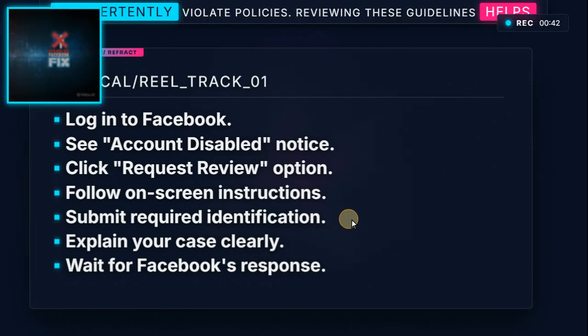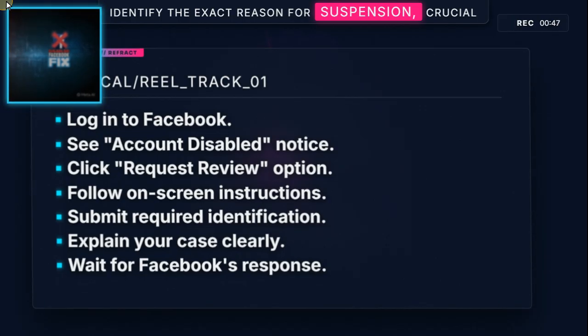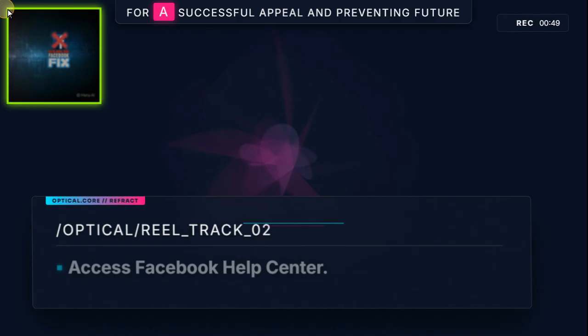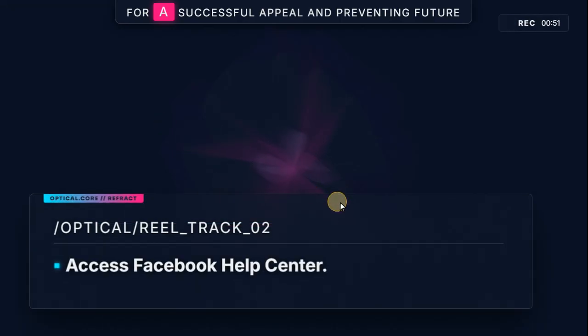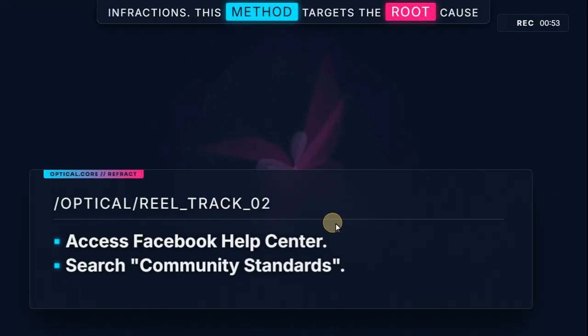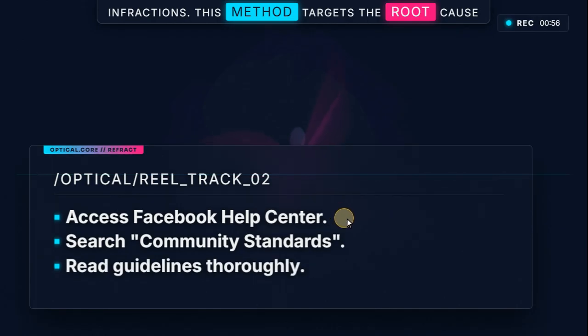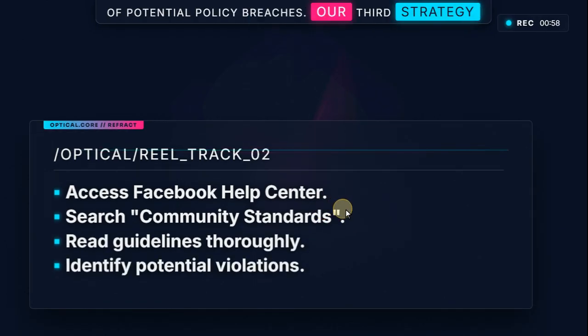Next, understanding Facebook's community standards is paramount. Many users inadvertently violate policies. Reviewing these guidelines helps identify the exact reason for suspension, crucial for a successful appeal and preventing future infractions. This method targets the root cause of potential policy breaches.